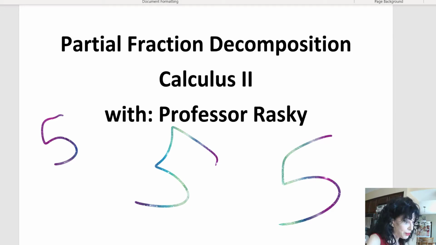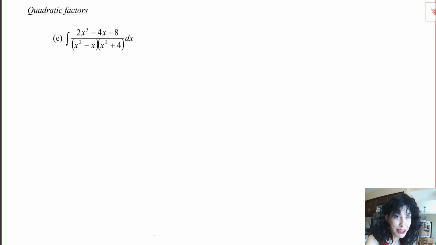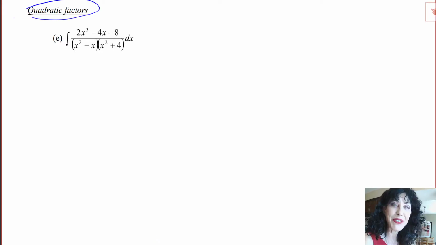Hold on to your hairdo because this one is going to be intense. A lot of algebra. We're going to finally get into something called quadratic factors. So what's a quadratic factor?